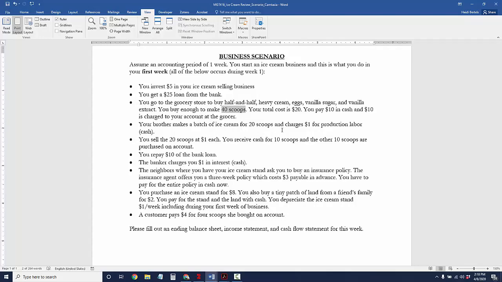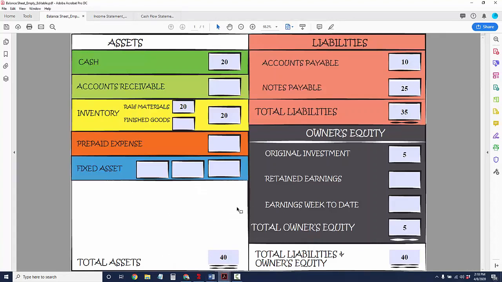So going to the balance sheet, the first thing that we're going to do is say, okay, he used ingredients for 20 scoops, but we had ingredients for 40 scoops. So he's using half of the raw materials. The raw materials go from 20 to 10, and our finished goods, which means our 20 scoops of ice cream, are also worth $10.